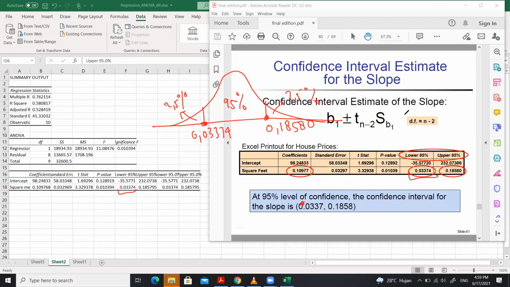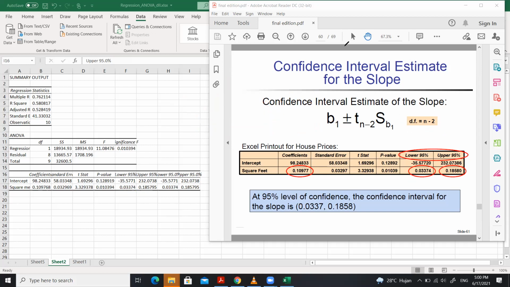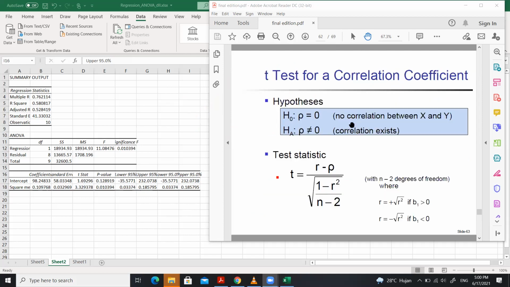With the degrees of freedom being n minus 2. In this case, the data is 10, so 10 minus 2 is 8. Okay, I have no problem. And then another test is testing the correlation coefficient.